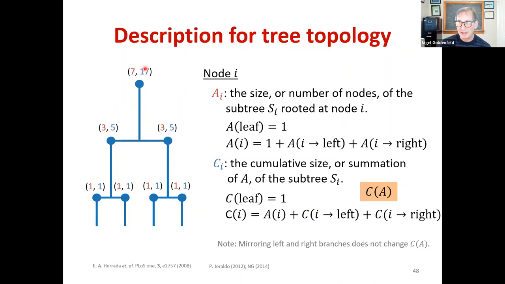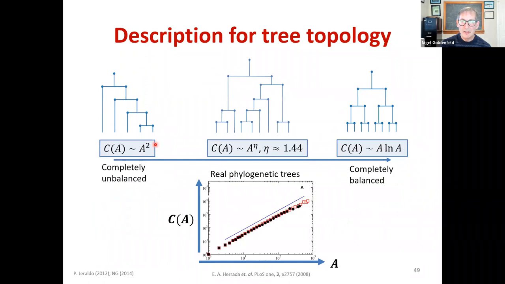Now, why are we constructing this topological quantity that counts the number of subtrees and nodes? Well, the interesting question is, how does the first number, A, scale with a second number, C? So here I want to show you what one can show analytically, that if one looks at a tree that is completely balanced and bifurcating like this, one can show that C as a function of A asymptotically goes like A log A. And this probably won't be a surprise to anybody who knows how a fast Fourier transform works.